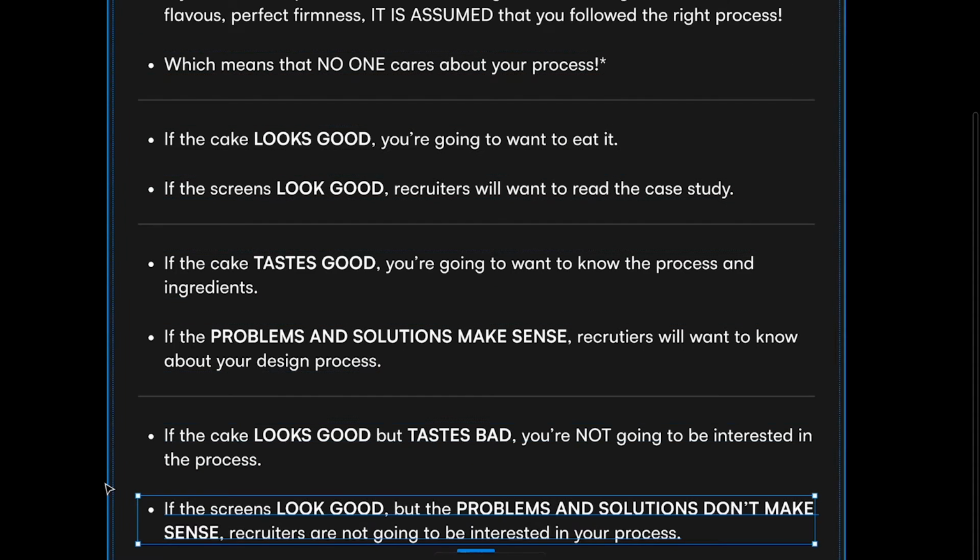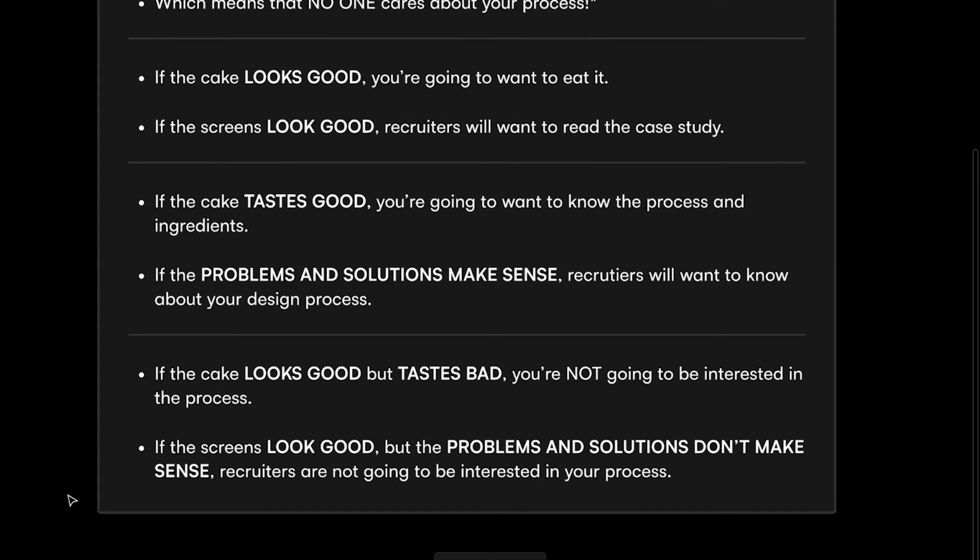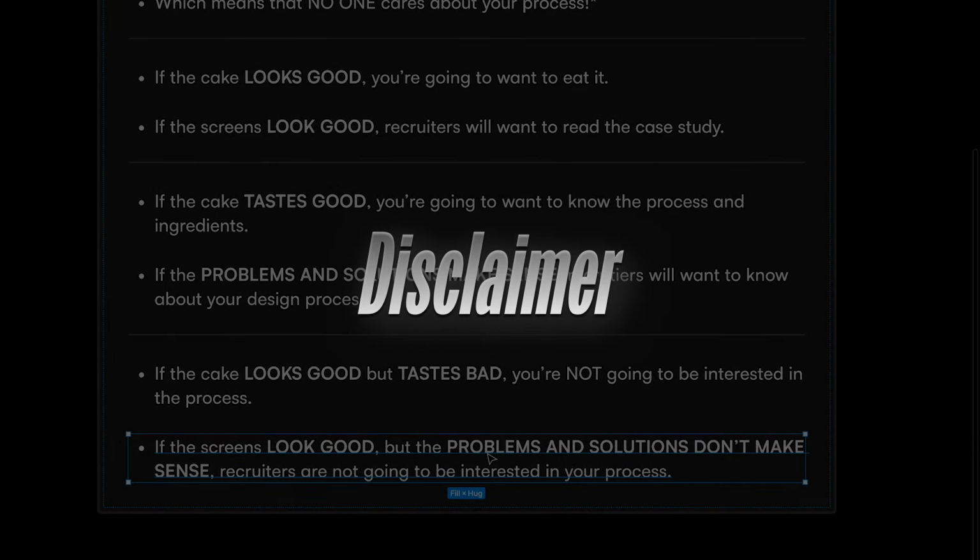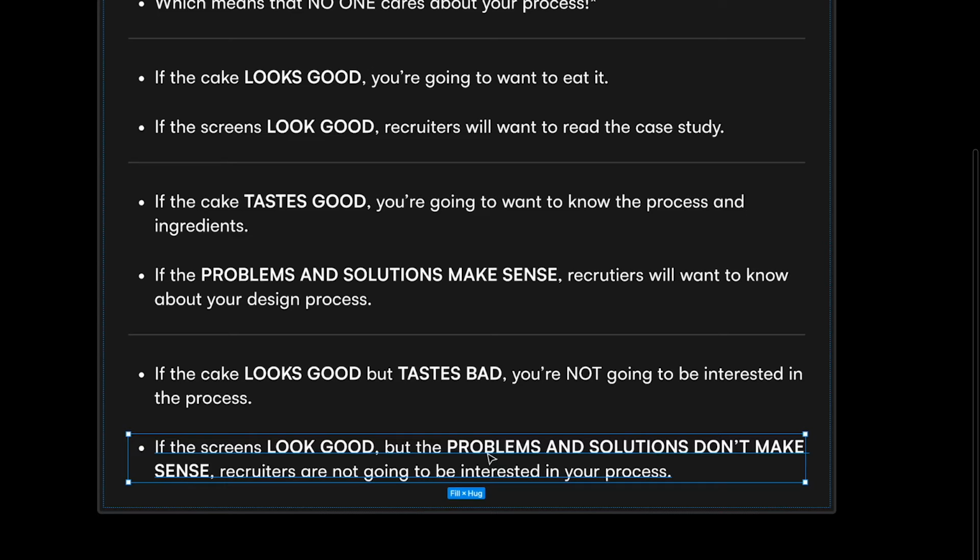So similarly, if the screens look good, but the problems and solutions don't make sense, recruiters are not going to be interested in your process, right? Because they want a combination of both. Now, the important thing here to understand is that you shouldn't take this as a one-to-one correlation. There's a chance that if you're good enough, your screens look good, but your problems and solutions are sort of decent and okay, then you still might get an internship or something, right?